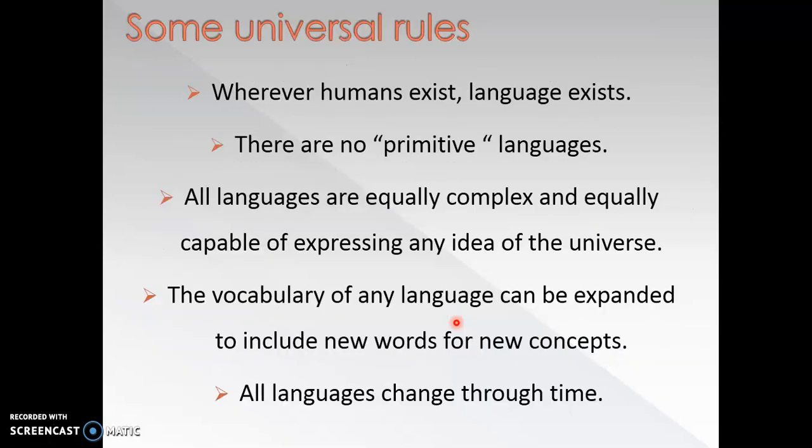Okay, so which are some of the universals? So wherever humans exist, language exists, okay? And there are no primitive languages. Some people can say that Aboriginals have primitive language, and no, there are no primitive languages. All languages have the same categories. All languages are equally complex and equally capable of expressing any idea of the universe.